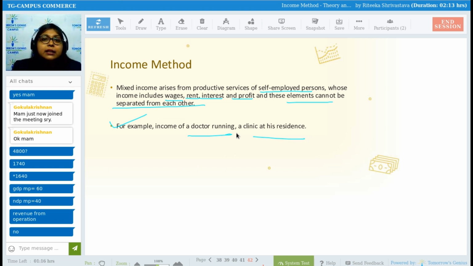So mixed income means all the varieties of income are received by only one person, and mostly those who are doing small businesses or are self-employed on a small scale will come under the category of mixed income, because they are receiving all forms of income by themselves. Wages are received by them, rent is received by them, interest is received by them, and profit is also received by them. So we are going to consider the imputed value and put them under the category of mixed income.